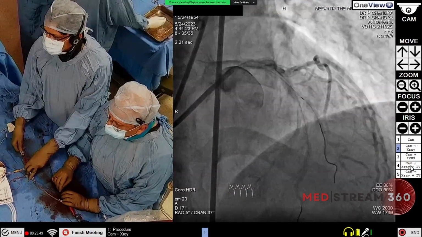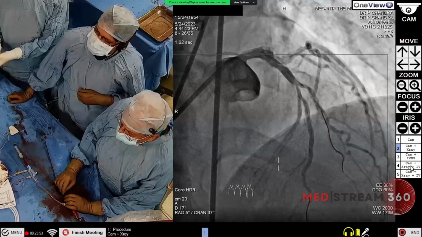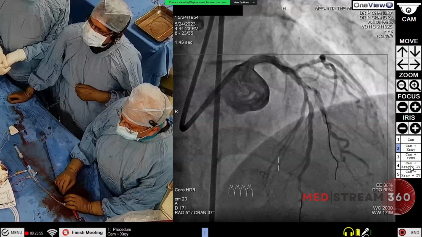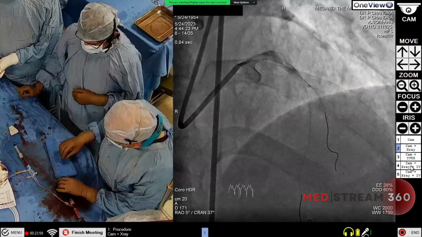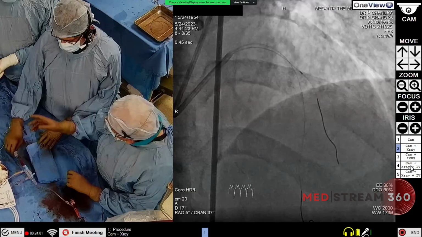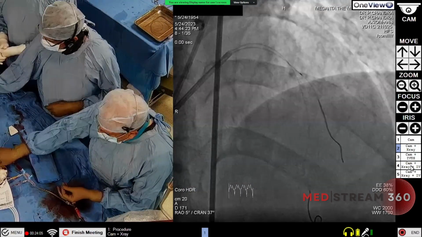I think there are multiple branches actually. There are 2 branches there, so they are overlapping. It looks like dissection. So we'll keep the wire there and then see what happens to the LAD now. Okay, so we'll take the 3 mm shockwave. We'll go directly with the shockwave.